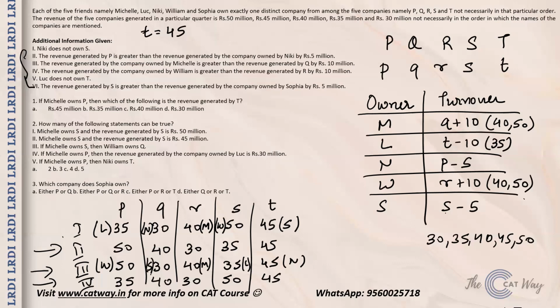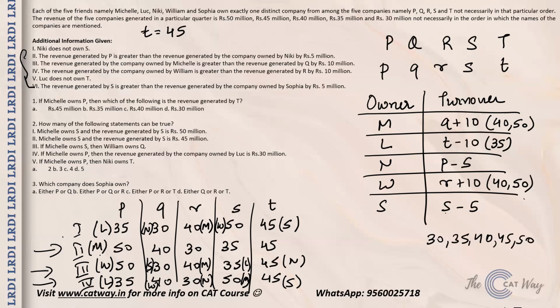Now coming to the remaining two cases that we have. So here Michelle will be having S over here. Then P will be taken over by Luke. Nikki will be taking R. Then William will be taking Q. And in the end we are left with T, so that will be taken by Sophia.